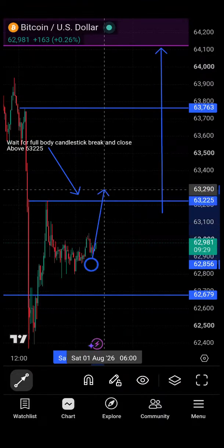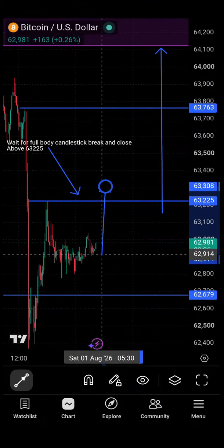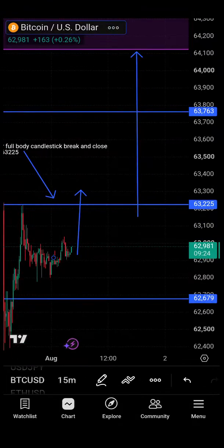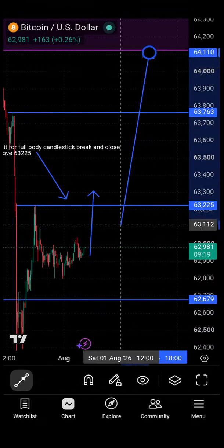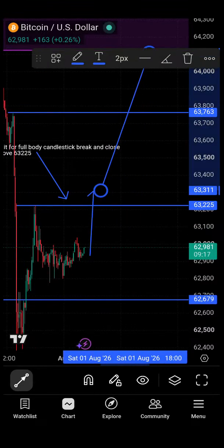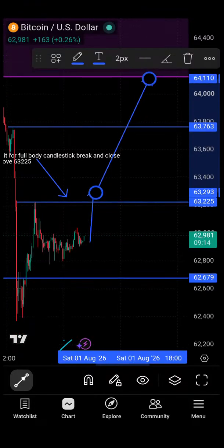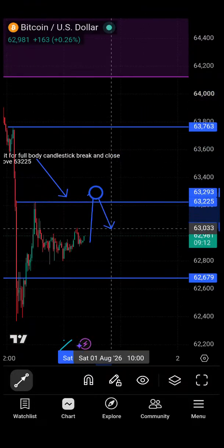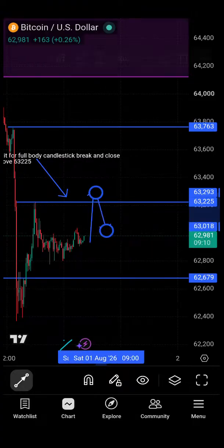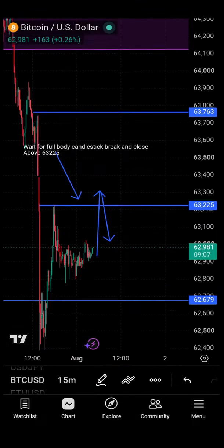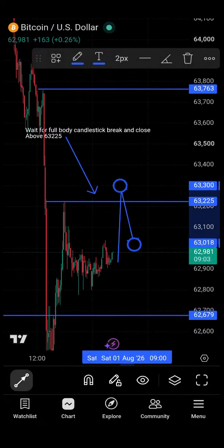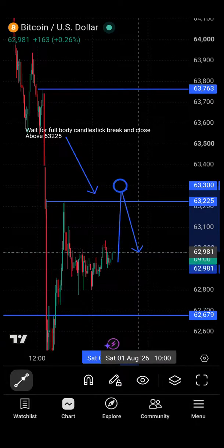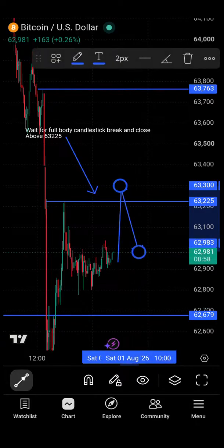so we're going to have something like this. I will not rush to buy. I mean, a full body candle, and then from there it must come back to test whatever that will be here. It can be a fair value gap or an order block, whatever that will be around here. Wait for the market to tap that area.